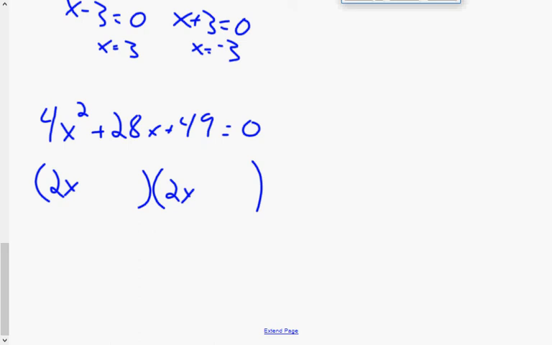Let's finish this. Okay, so we know 4x² is 2x times 2x, and 49 is factors of 49. What times what is 49? 7 times 7, right? Or we could do 49 times 1. But does that sound logical? No. Here's the thing, 7 times 7 would not work, but 7 times 2 would work. Gives you 14. Remember the check for this: you do the middle times the middle.